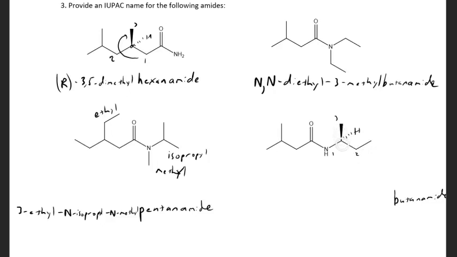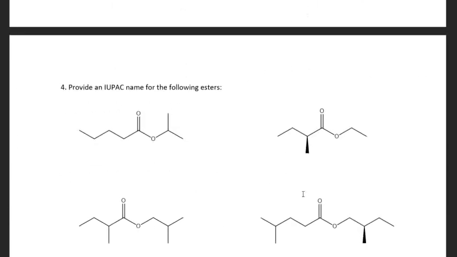Looking at our sec-butyl, the B in butyl comes before the M in methyl. So we have S and then N-sec-butyl, and then we have 3-methyl butanamide. And ideally there'd be a little bit less space there, but hopefully you see what I mean.